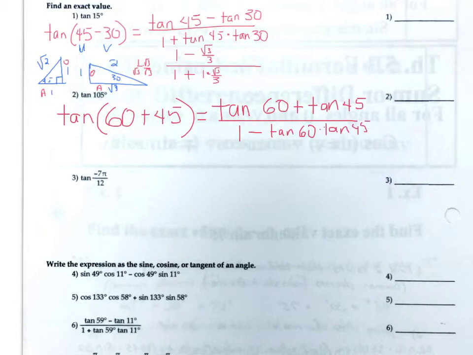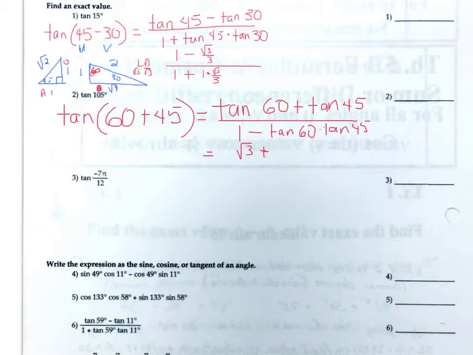Okay, what is tangent of 60? Well, if I look at the triangle at the top, 60 is opposite, so square root of 3 over 1. Do you see that? Tangent of 60, opposite over the adjacent, so square root of 3 over 1. So tangent of 60 is just the square root of 3, plus tangent of 45.